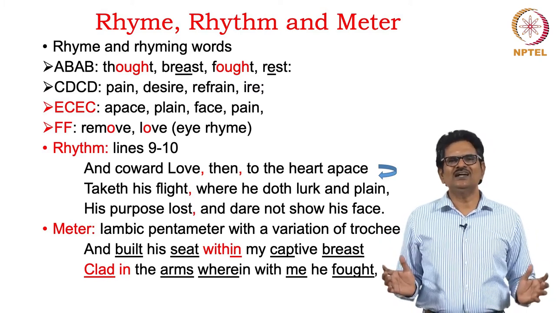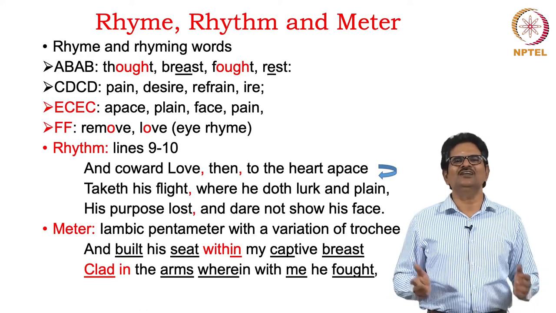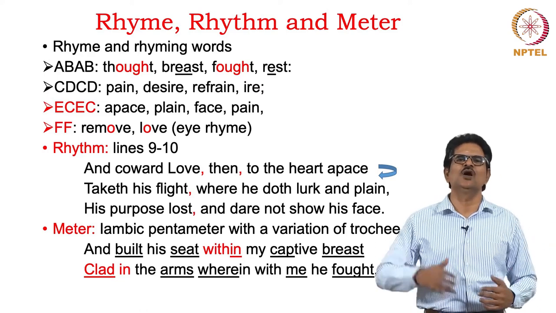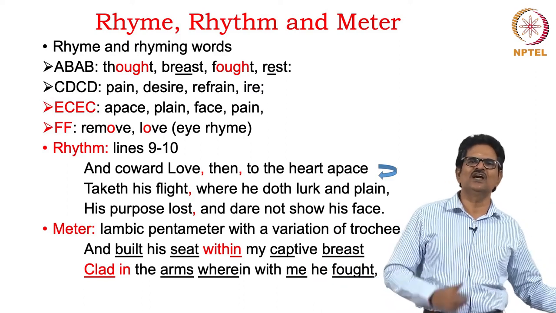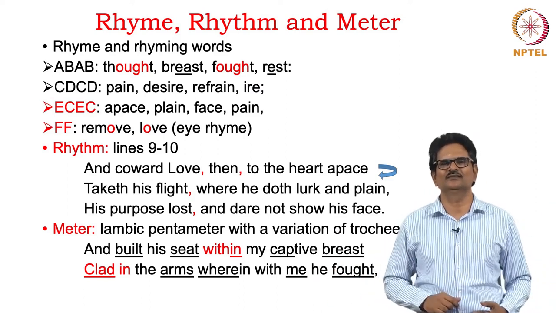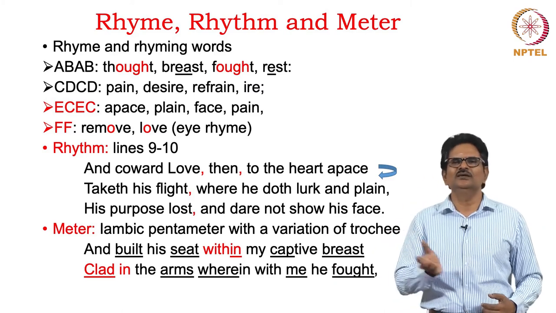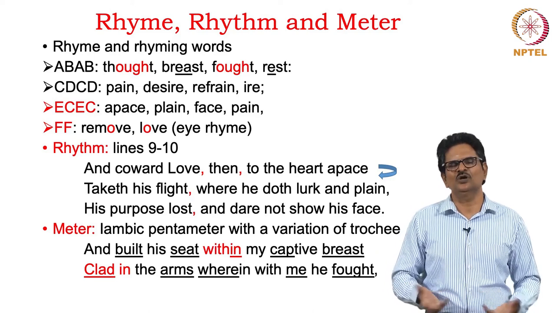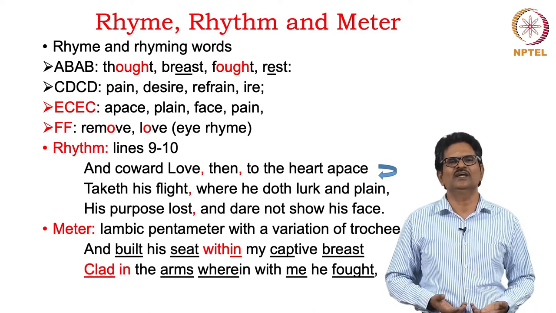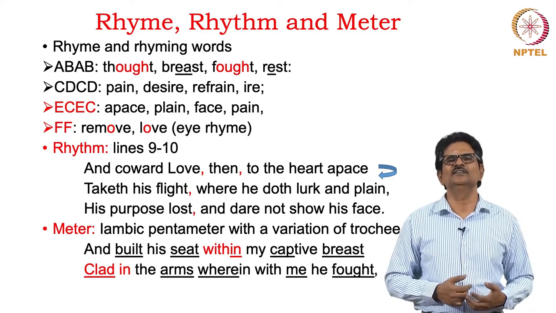And coward love then to the heart apace taketh his flight, where he doth lurk and plain, his purpose lost, and dare not show his face. The variety in the pauses, in the movement of the thought process or emotion, we can very well see in these three lines.